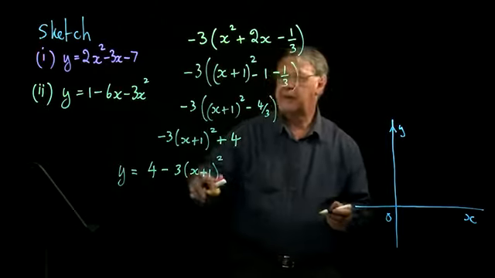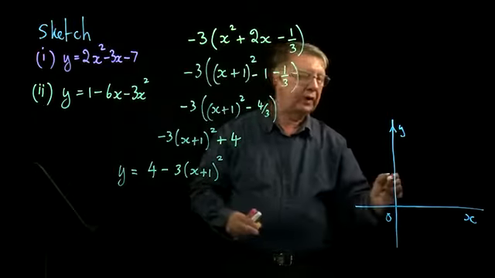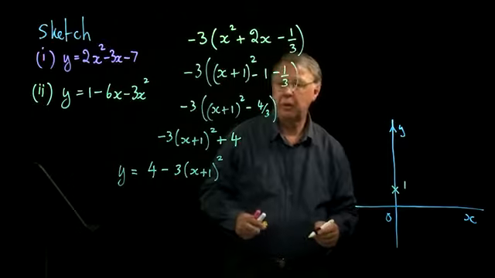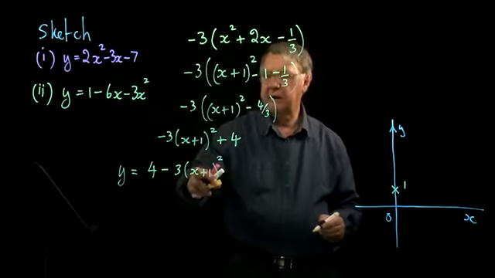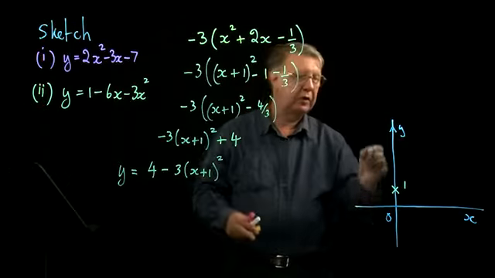So what are the key points here? Well, if x is 0, then y is 1. So that's a very easy point to find. Look at this bracket here. If x is -1, we get the line of symmetry.